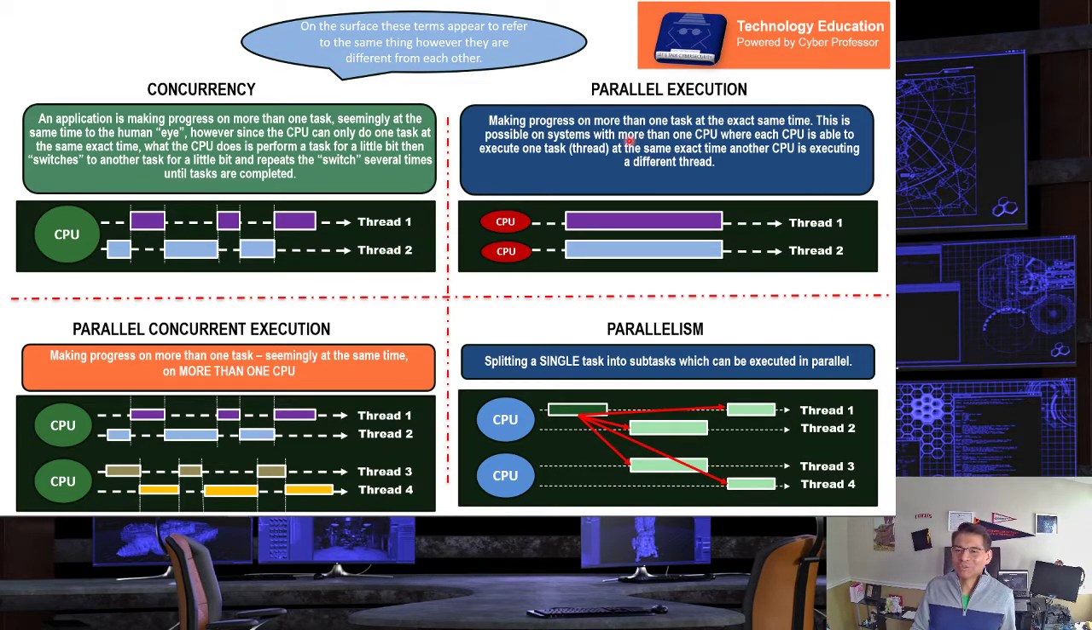Parallel execution. It is making progress on more than one task at the same exact time. This is possible on systems with more than one CPU, where each CPU is able to execute one task or thread at the same exact time. Another CPU is executing a different thread. So you have two CPUs, or it could be the same physical unit, the same CPU with two cores, and they are running two different threads, thread 1 and thread 2.